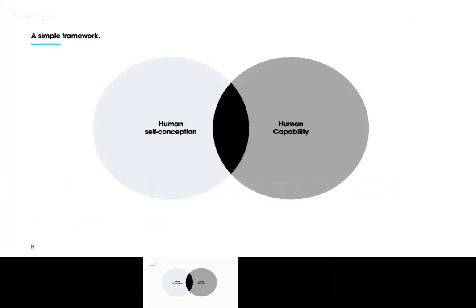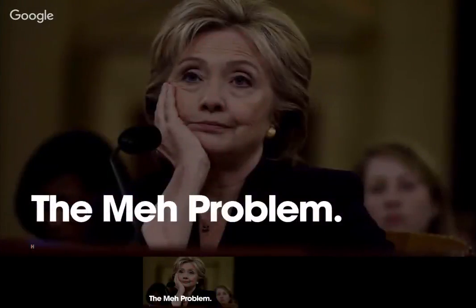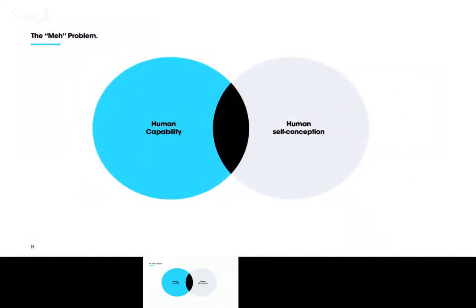So what I want to talk about is basically each section of this Venn diagram, right? So let's talk about problem one. I call it the meh problem. And this relates to the leftmost section on this Venn diagram, right? This is where human capability exceeds human self-conception about what you do, right?